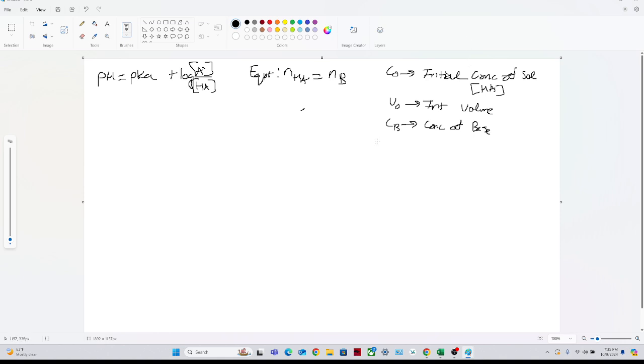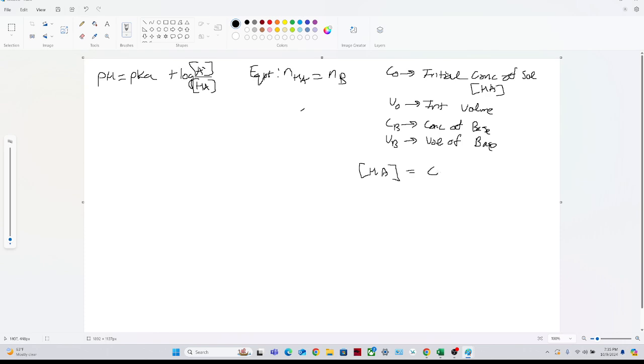Anyway, so you got concentration of base, and then finally Vb, which is your volume of strong base. Okay, cool. Well, in that case, what am I going to do? I'm going to define HA. HA, remember, can be defined as moles over volume.